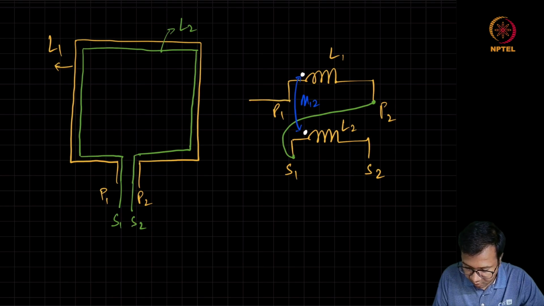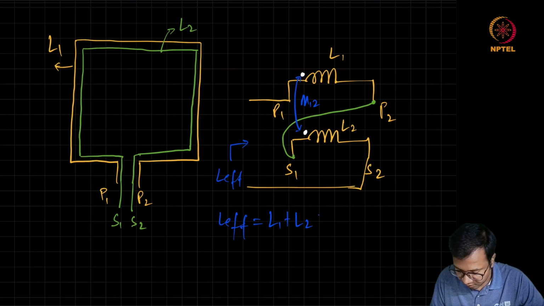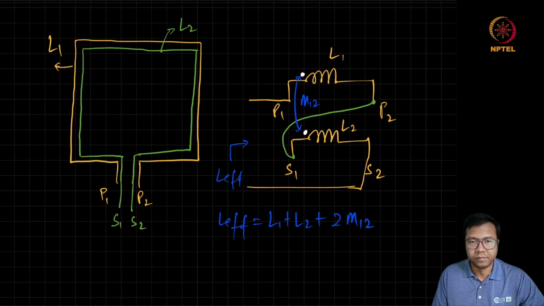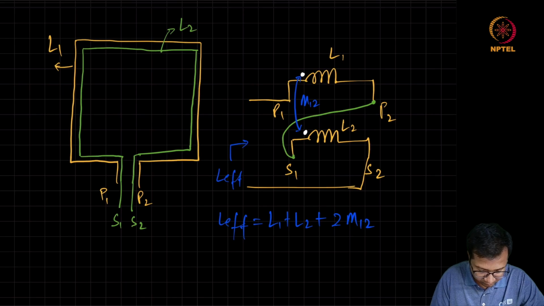Then if we see this, L effective is going to be L1 plus L2 because of this dot convention, and so the same kind of connection we can create here. As per our understanding, P2 should go to S1. So we need to make this connection.